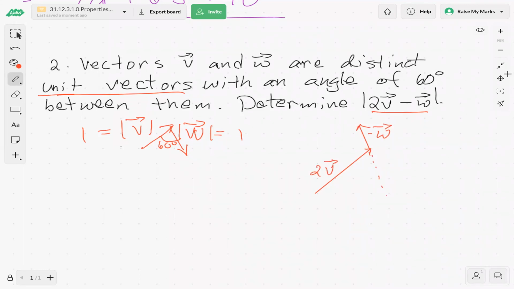Now if we were to extend the vector w back, we have that this angle is 60 degrees. Since we have a straight line, this angle is 120 degrees. So let's put in our resultant vector. That's this green one, and the green one is 2v minus w. Again, we have a triangle. This side has length 2. This side has length 1. And we're interested in this third side.